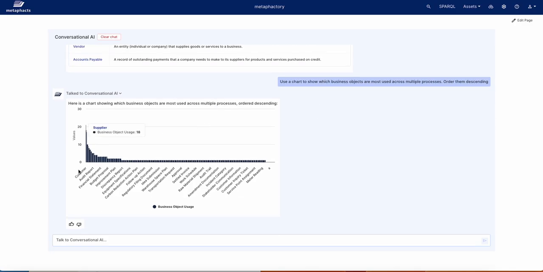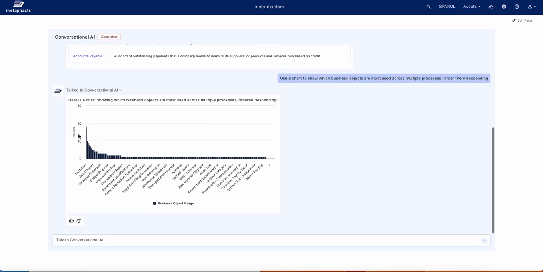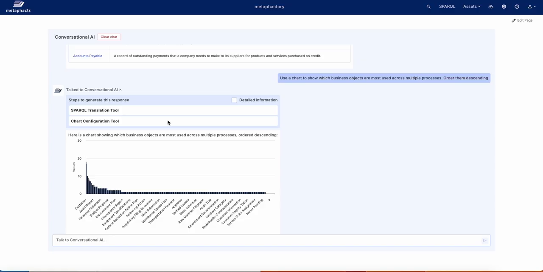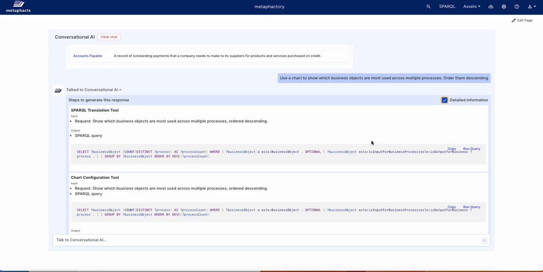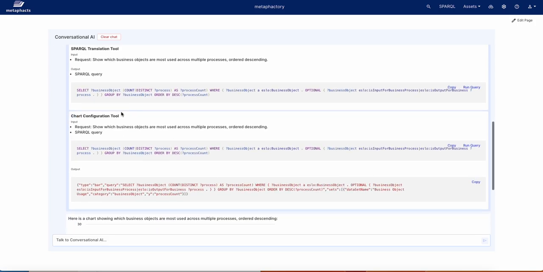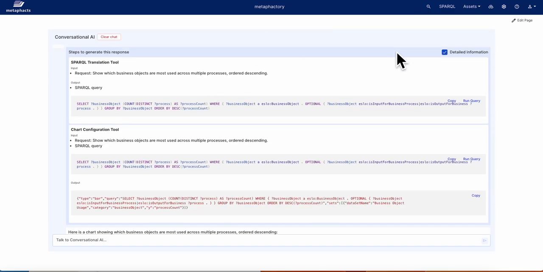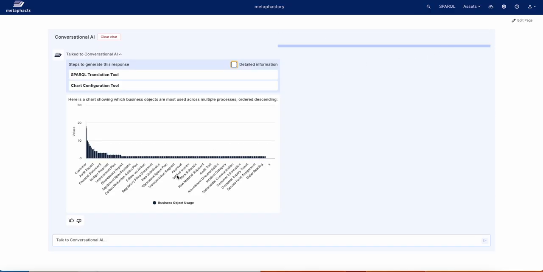Here we see that the customer business object is the winner, and in this case it comes across 21 different processes, followed by purchase order, which comes in 17, and so on. Here we can also see that other agents were utilized. First of all, obviously a SPARQL translation tool agent must have been used in order to understand the question that we're asking, followed by the chart configuration tool, which will then interpret the answers and pack them within the chart component. In this case, it took a scatter layer.